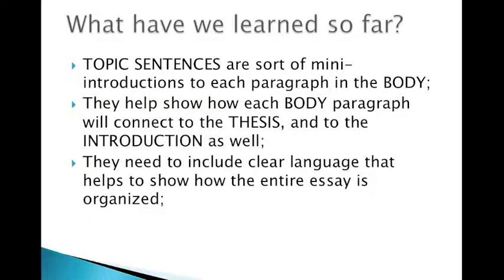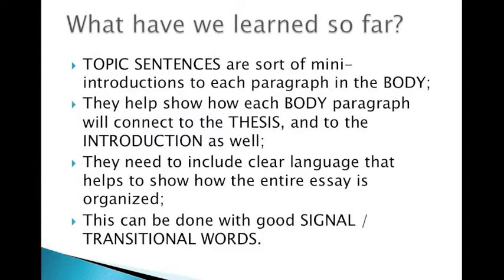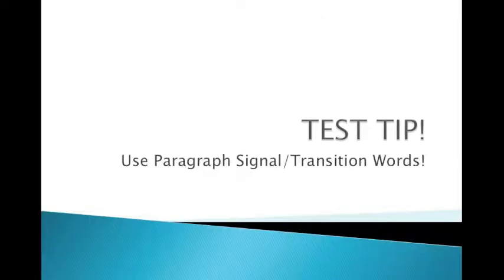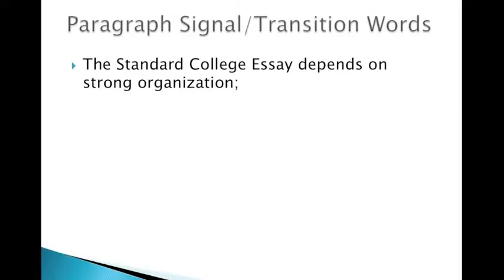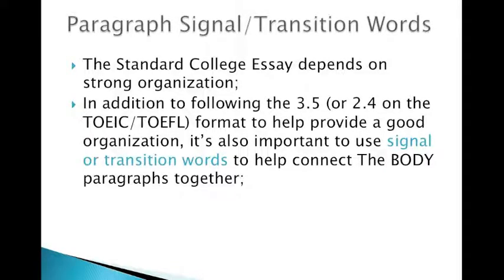So one thing we need to make sure is that we can't just write a topic sentence without any thought. We've got to think about how we can include clear language that shows how the essay is organized. Well, of course, one thing we can do to help improve this organization is to use good signal words or transitional words. Again, in the standard college essay, one of the most important things to think about is that it does depend on a strong organizational style. So in addition to following just that format, following the 3.5 or, on the TOEIC and TOEFL, that 2.4 format, it's also important to use good signal words and transition words.